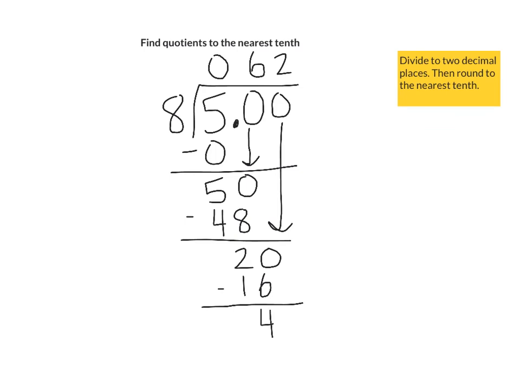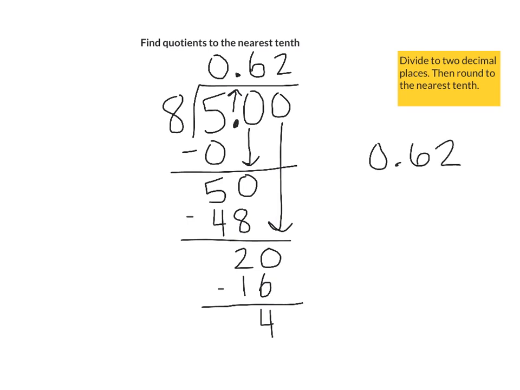Now, if you remember, we said that we were going to divide to 2 decimal places. And so we've now divided to 2 decimal places, so we're not going to keep going. So when we bring our decimal point up, we have 62 hundredths. Now we're going to be rounding 62 hundredths to the nearest tenth.